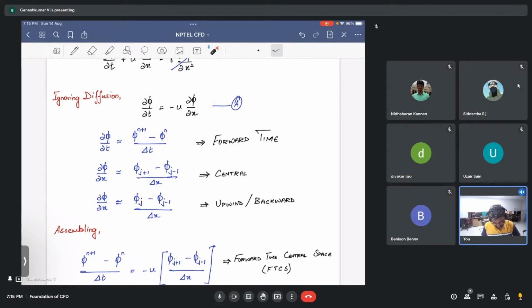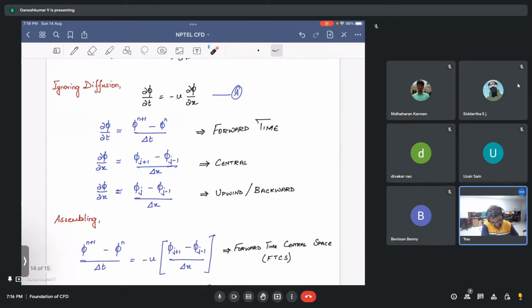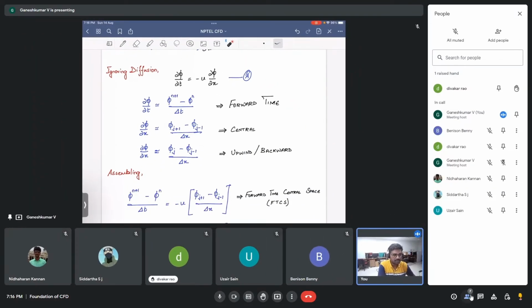If this is the equation we have, for every derivative term, we will try to approximate it like this using the discretization scheme. That's the whole point of discretization, which we did last week. So we will discretize each and every term and substitute it in the equation. Let's say we are substituting the central in space and forward in time into the equation A. Divagar, you have some doubts?